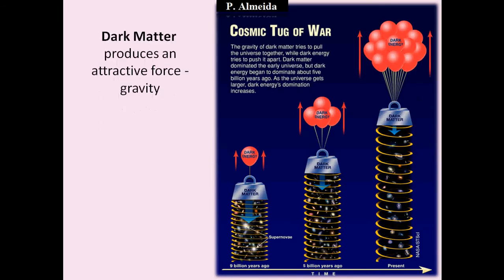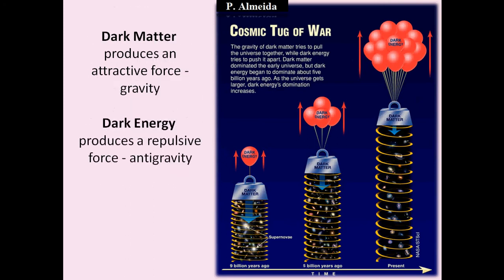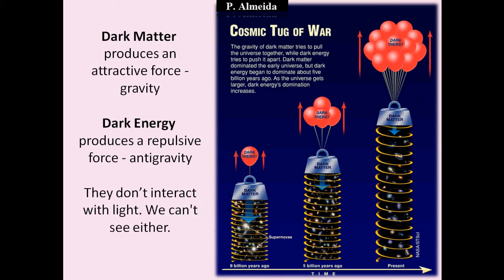What we know is that dark matter produces an attractive force. It's kind of a gravity, while dark energy produces a repulsive force, kind of works as an anti-gravity. And we know they do not interact with light, so we can't see either of them. So it kind of looks like we have something trying to pull things together, something trying to push them apart, and we kind of have a cosmic tug of war. So the gravity of dark matter tries to pull the universe together, the dark energy tries to push it apart.